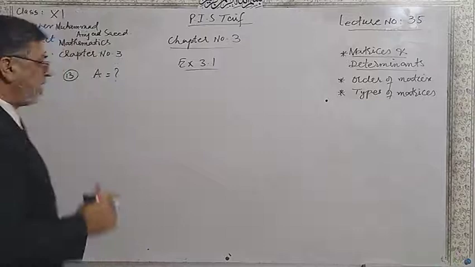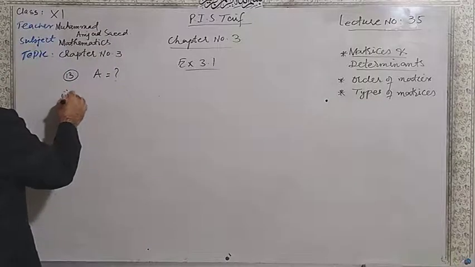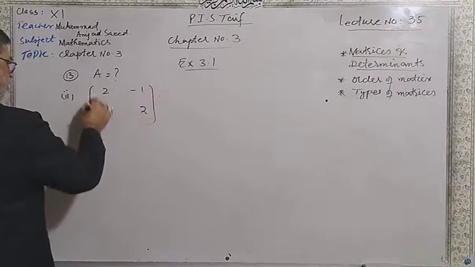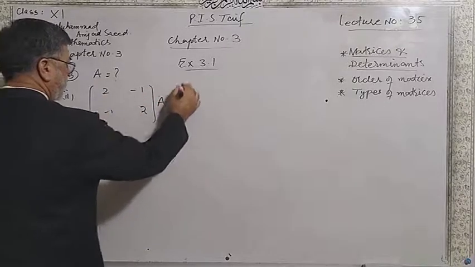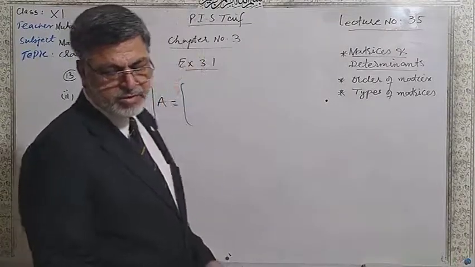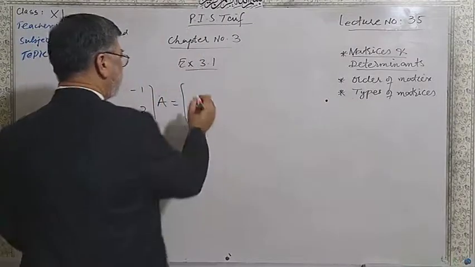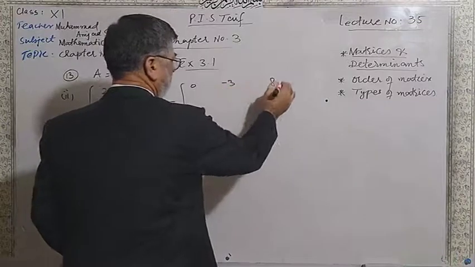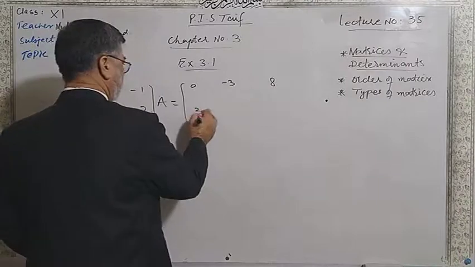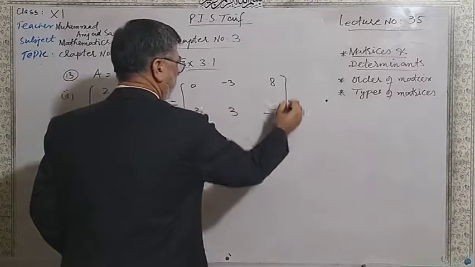Two minus one, 2. 2 minus 1, and 2. Here is A. 0 minus 3, 8. And 3, 3 and minus 7.